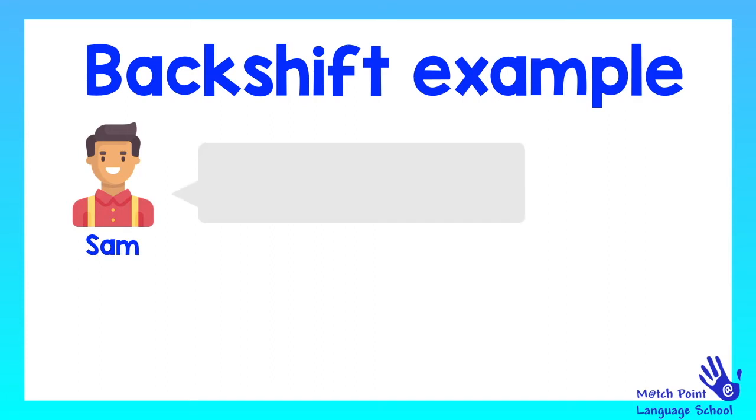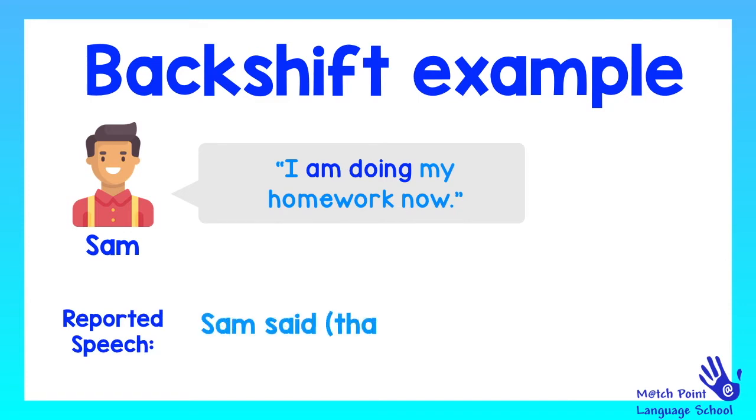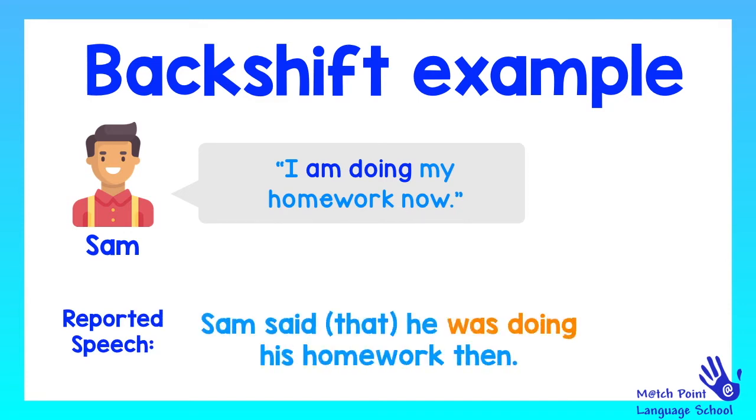Let's see an example. If Sam says, "I'm doing my homework now," okay, if we do the reported speech of that sentence, it will be, "Sam said that he was doing his homework then." Okay, see how it changes? I am doing becomes he was doing. Alright? Remember that you also have to change the pronouns, because now we are not Sam, and Sam is not speaking. We are talking about Sam, so we have to use the pronoun he.